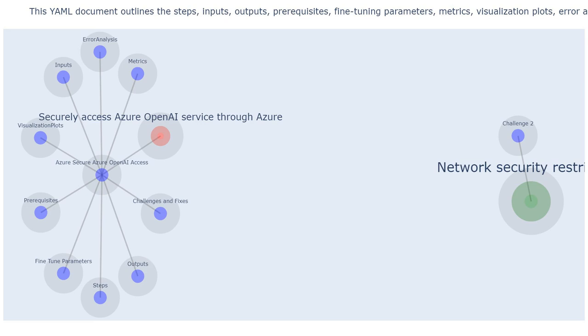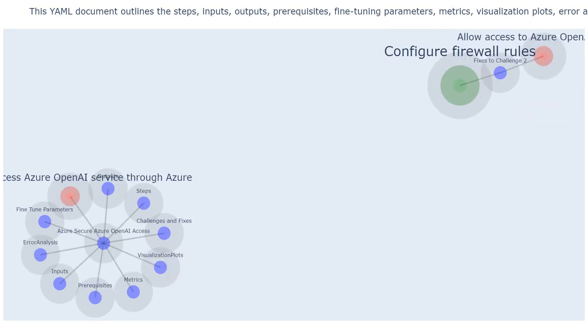Network security restrictions can prevent the Azure OpenAI service from accessing the necessary resources or communicating with external systems. This may involve firewalls blocking specific ports or protocols, or network security groups restricting access to the service. Fixes to challenge 2. Configure firewall rules to allow the necessary network traffic to and from the Azure OpenAI service.